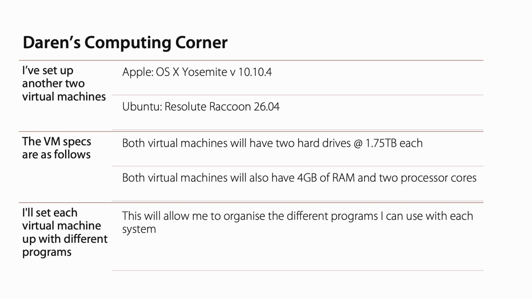Now, with my computing corner, I have set up another couple of virtual machines. I've put Yosemite on one and named it my Apple corner, and I've put the latest system on my Linux corner, which I called my Ubuntu corner. So I've got Resolute Raccoon.